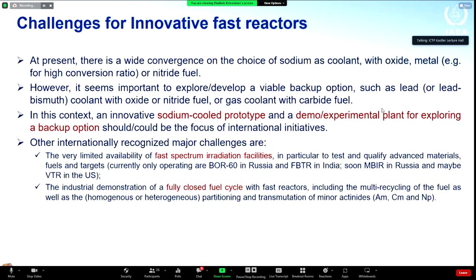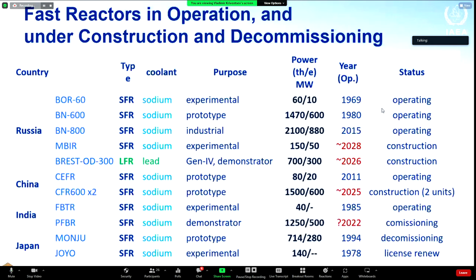And okay, for the sake of time, let me just show you the status now: fast reactors in operation, under construction, and decommissioning. In Russia, again, we have these four reactors, three of them in operation, and BN-1200 is under construction, and Brest-300 is under construction again. And in China, CEFR is in operation, and two units of CFR-600 are under construction.